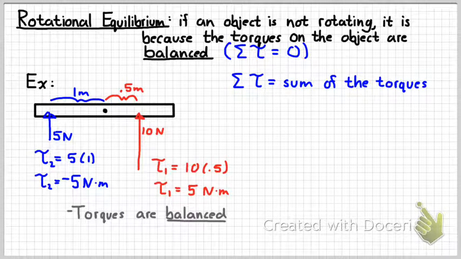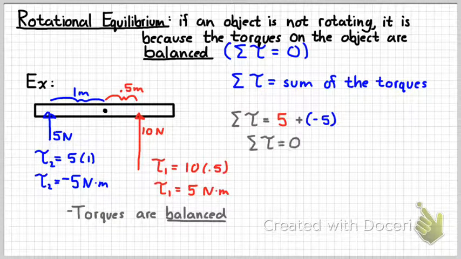Another way of saying that the torques are balanced is to say that the net torque is 0. And again, net torque just means the sum of the torques. Don't forget to include the sign when you sum up the torques. And so the net torque on this thing will be 5 plus negative 5, which would be 0. Net torque is 0, we know it's in rotational equilibrium, and it's not going to be rotating.